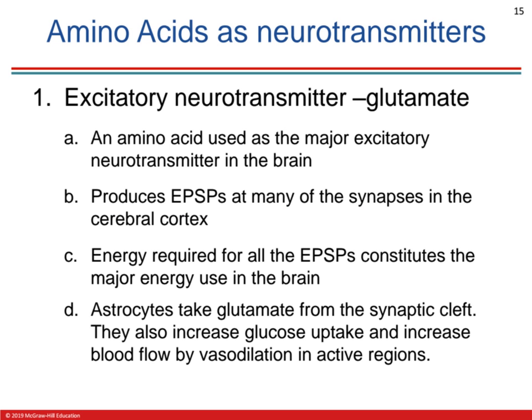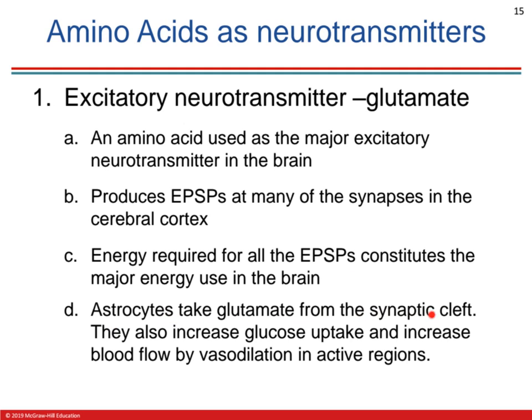Among these important neurotransmitters, there's glutamate. This is an amino acid that's used as a major excitatory neurotransmitter in the brain. So if you look in your brain in the cerebral cortex, the majority of the EPSPs produced at synapses are in fact due to glutamate being released at presynaptic terminals. And your book points out a really interesting fact, which is that energy required for all the EPSPs constitutes the major energy use of the brain. So apparently there's more flux of ions during EPSPs and other synaptic inputs than during action potentials.